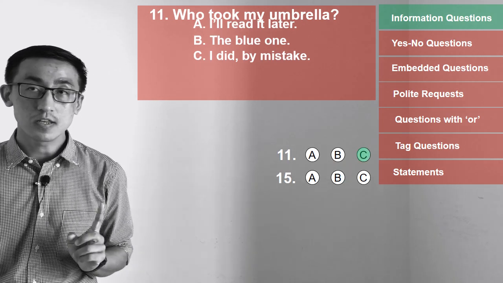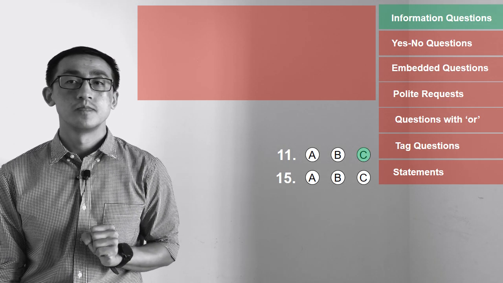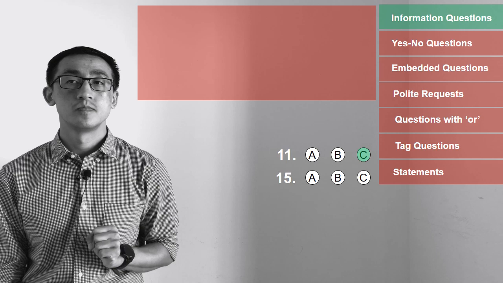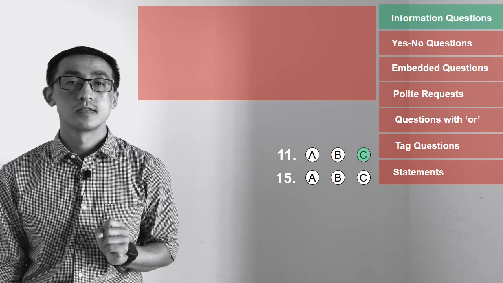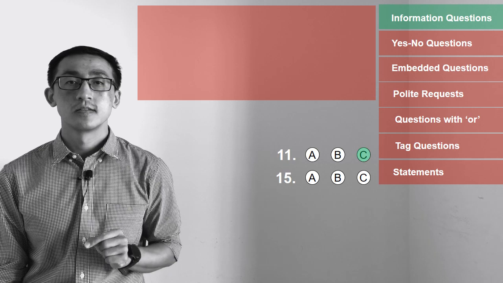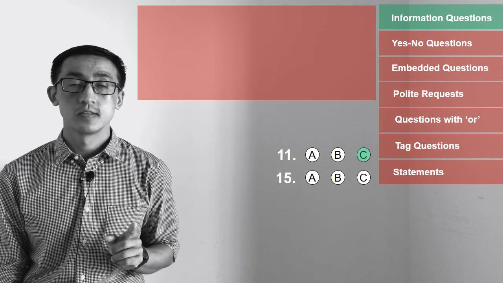Okay, let's look into another example. Number 15. Why is this door unlocked? A. Because I've just unlocked it. B. It's by the front door. C. No, not usually.